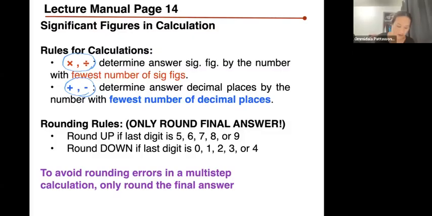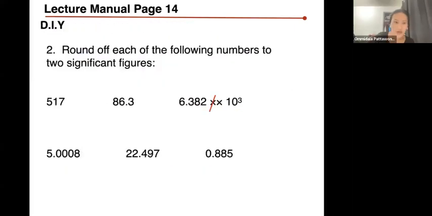Note that when you round a number, you only round the final answer. You do not do rounding at each step, because it ends up adding error to each of those, and you are going to end up obtaining an incorrect answer. So just know that rounding is only for the final answer. I would like you to skip to DIY problem number 2 first before we get into the calculations.